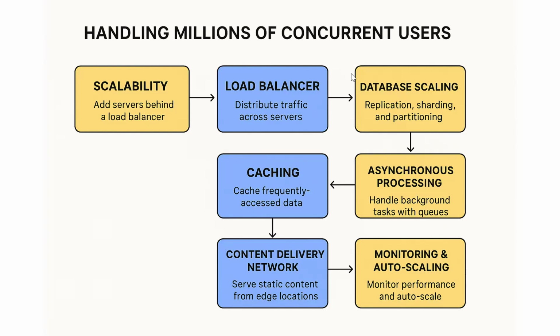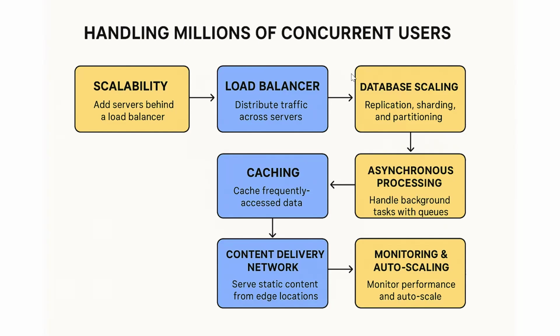Next comes database scaling. When millions of users are hitting the system, the database often becomes the biggest bottleneck. To handle this, we use techniques like database replication, sharding, and partitioning. Replication helps with read scaling by creating multiple read replicas. Sharding helps by splitting data across multiple databases so that no single database has to store or process everything.